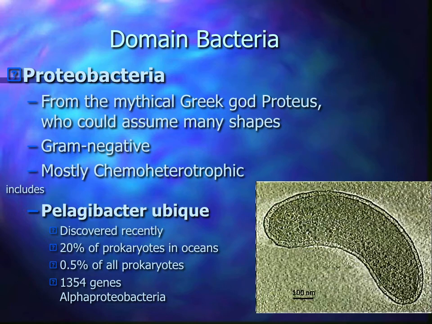First of all, we're going to talk about gram-negative bacteria. These are bacteria that have that extra cell membrane. The largest group of these are called the Proteobacteria. These are a group that are heterotrophs, chemoheterotrophs. They include some really abundant organisms like Pelagibacter, which is shown there, a very small bacteria, very common in the ocean.